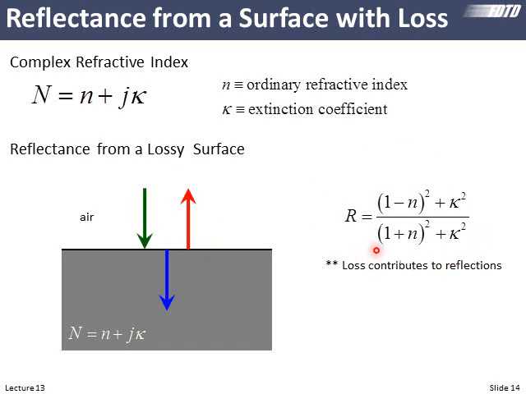The important thing to notice here is refractive index and loss are both contributing to reflection. So if we have a change in refractive index, that alone is not responsible for reflectance. The loss in the material also contributes to that.